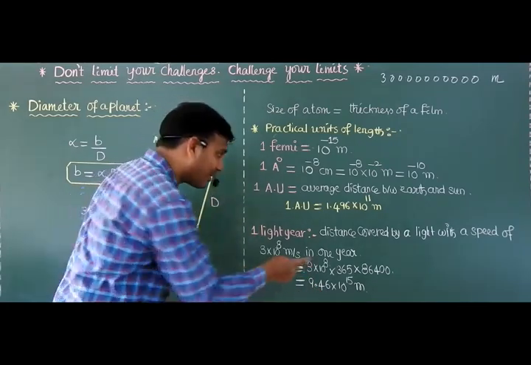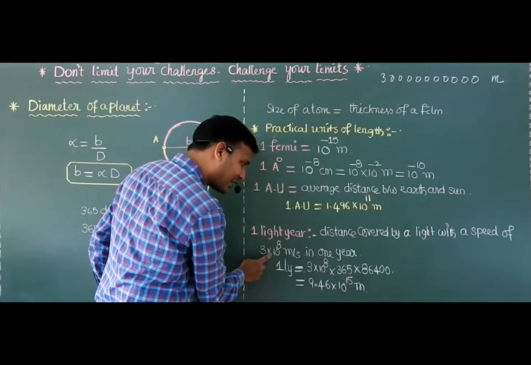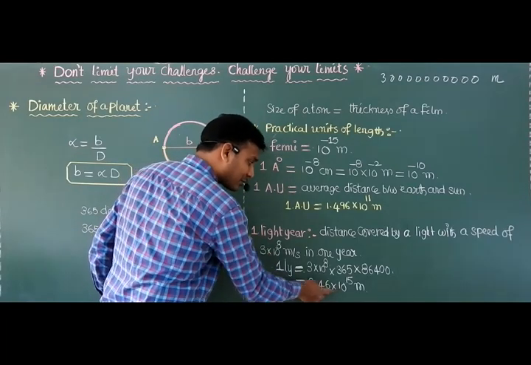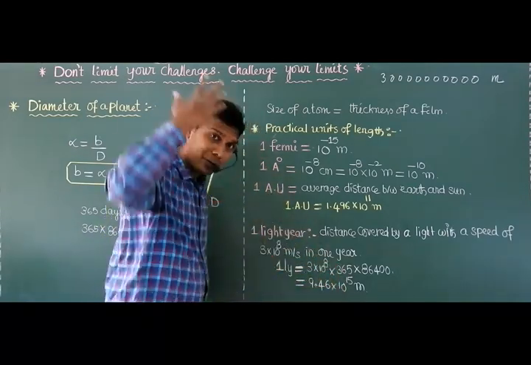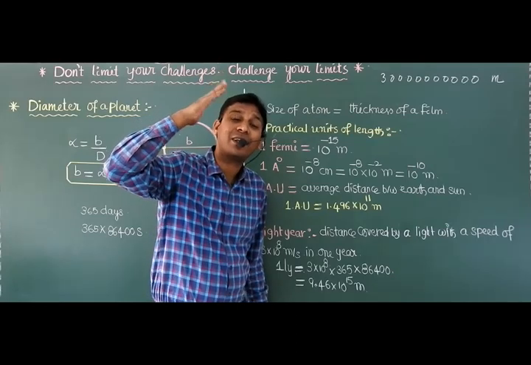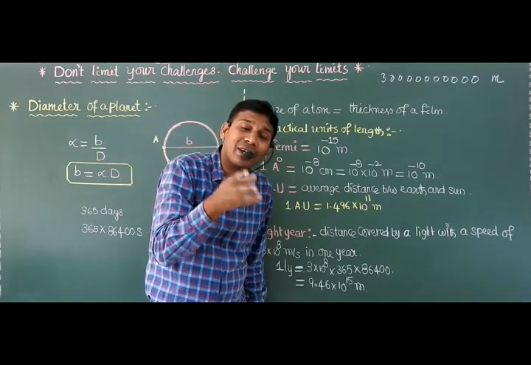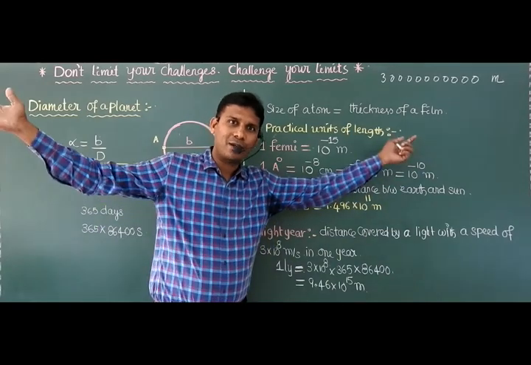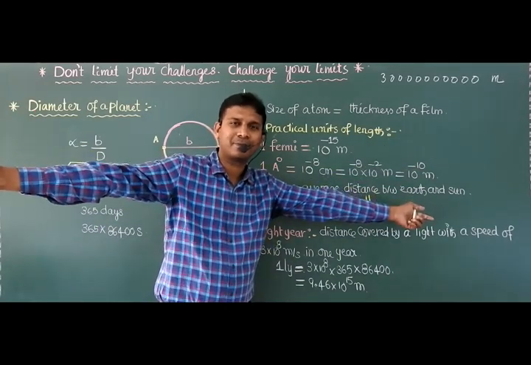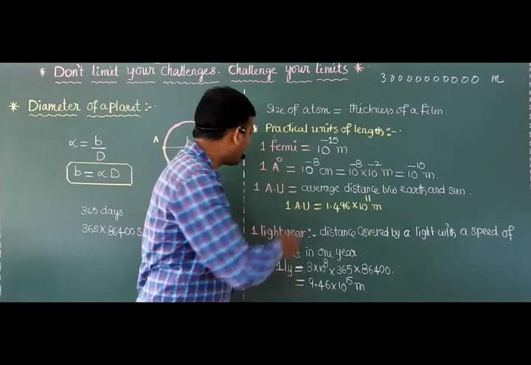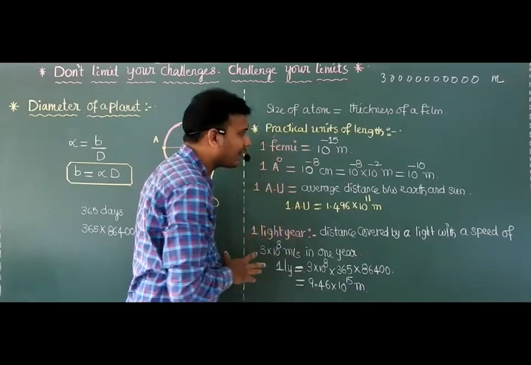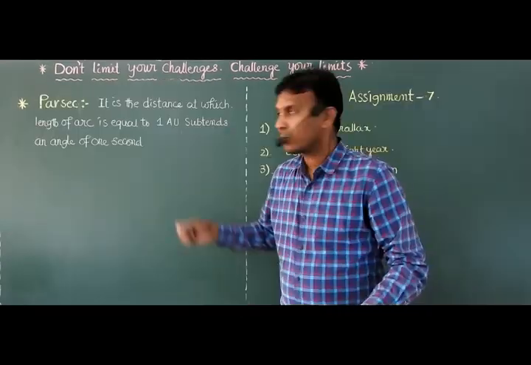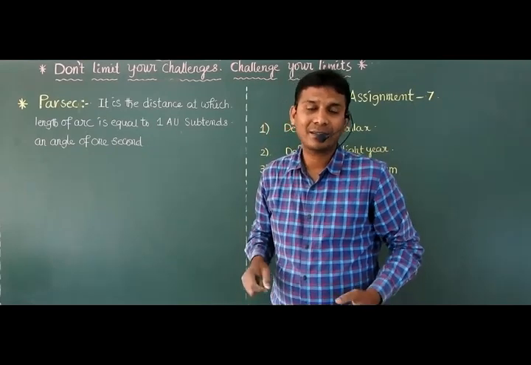In 1 year with this much speed, it covers how much distance? 9.46 into 10 raised to 15. After 1 there are 15 zeros. It is a very, very big value. Okay? So these are a few practical units. The last practical unit is parsec.